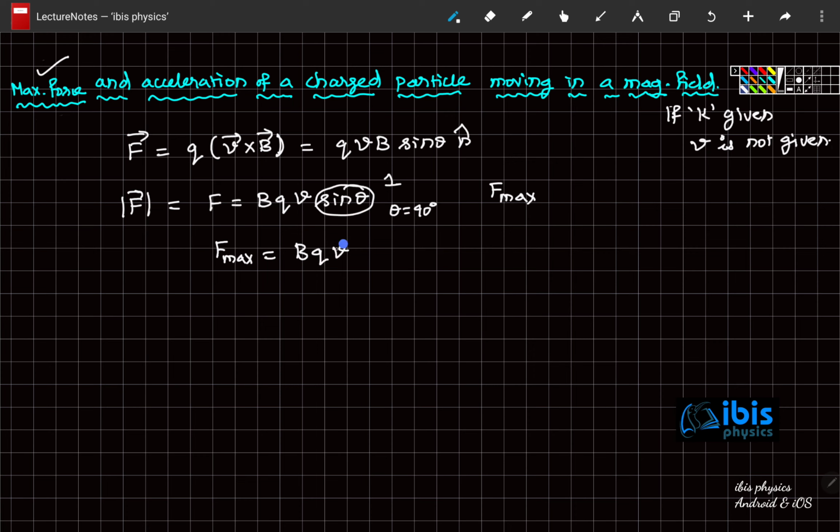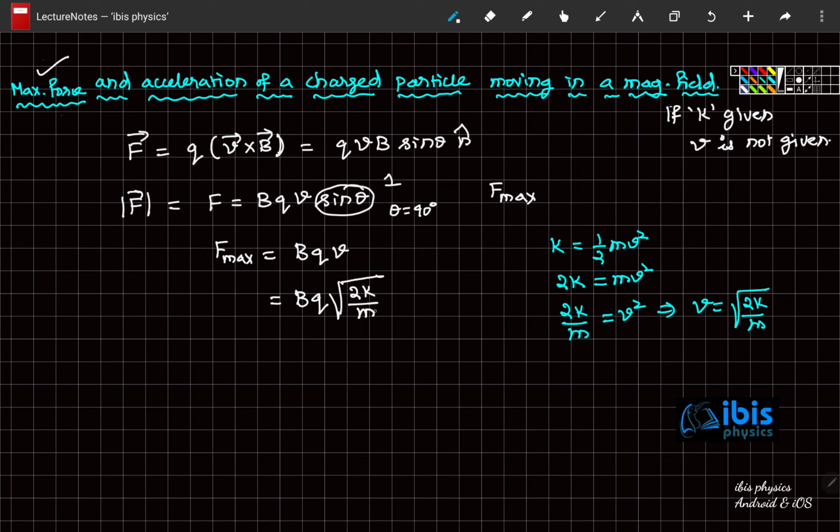Since velocity is not given, we are going to write velocity in terms of kinetic energy. We know kinetic energy K equals half m v square. Cross multiply: 2K equals m v square, so 2K by m equals v square. When you take the square root, you get v equals root over 2K by m. Substituting this for v, the maximum force acting on the charged particle is B q into root over 2K by m. So this is the maximum force.